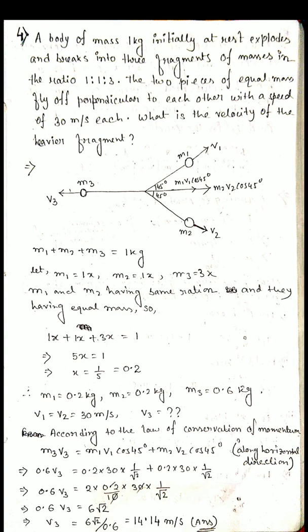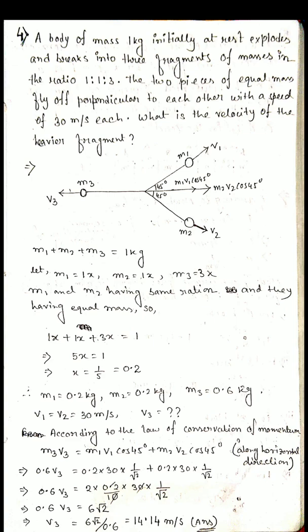So from here we can write m1 plus m2 plus m3 equals 1 kg, because this 1 kg mass breaks into 3 fragments. Now they are in the ratio 1:1:3, so we can consider m1 as 1x, m2 is also 1x, and m3 is 3x. So 1x plus 1x plus 3x equals 1 kg. From here we find the value of x, and we get the values of m1, m2 and m3.